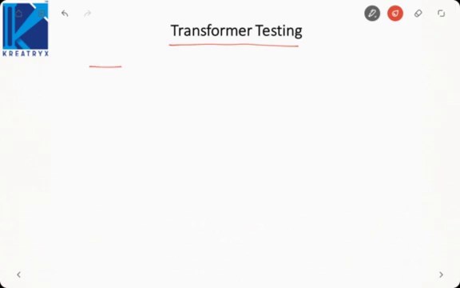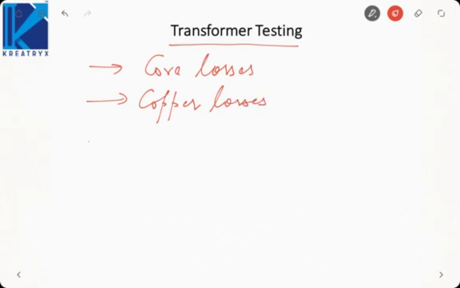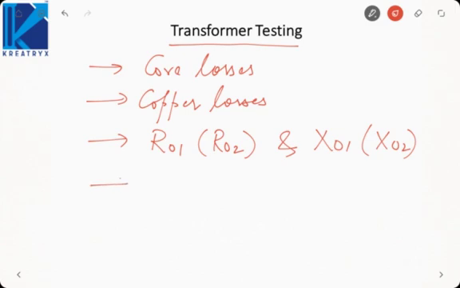Why do we test? There are some objectives of the test. We need to determine the core losses in the transformer. We need to determine copper losses. We need to determine either R01 or R02 and X01 or X02. We need to determine R0 and X0 in case of transformer. So we need to determine the circuit parameters as well as the core and copper losses of the transformer. So we perform some tests on the transformer.